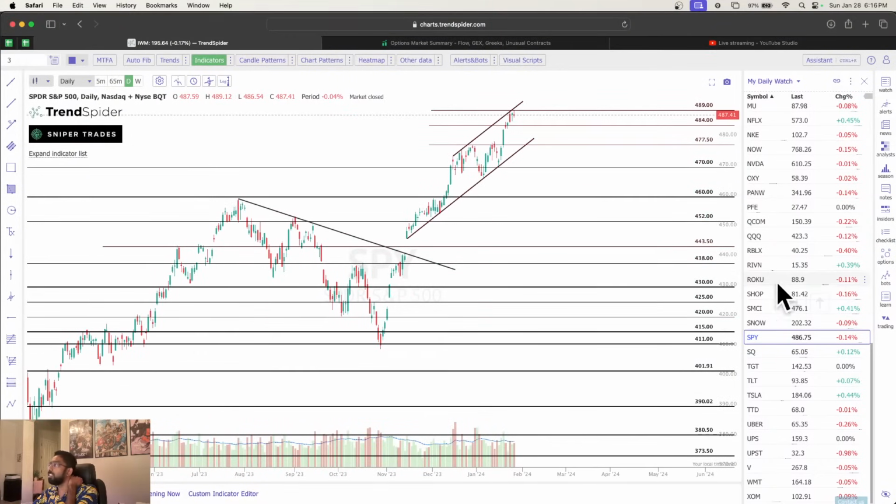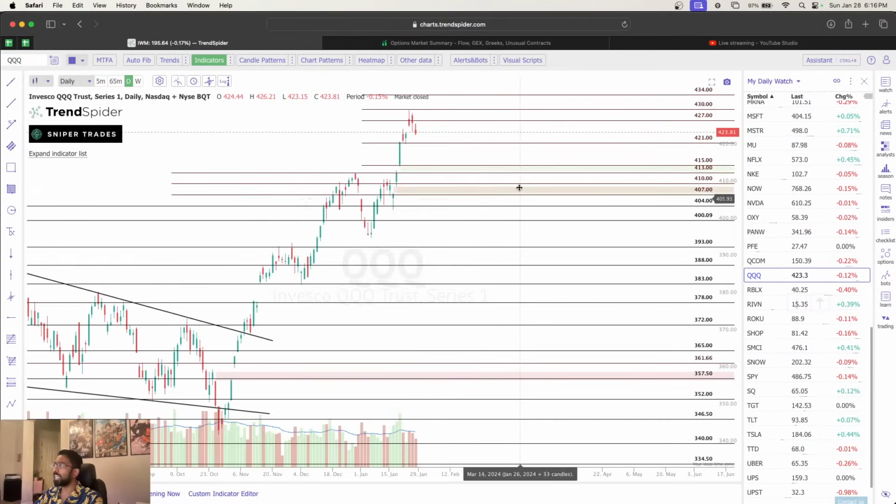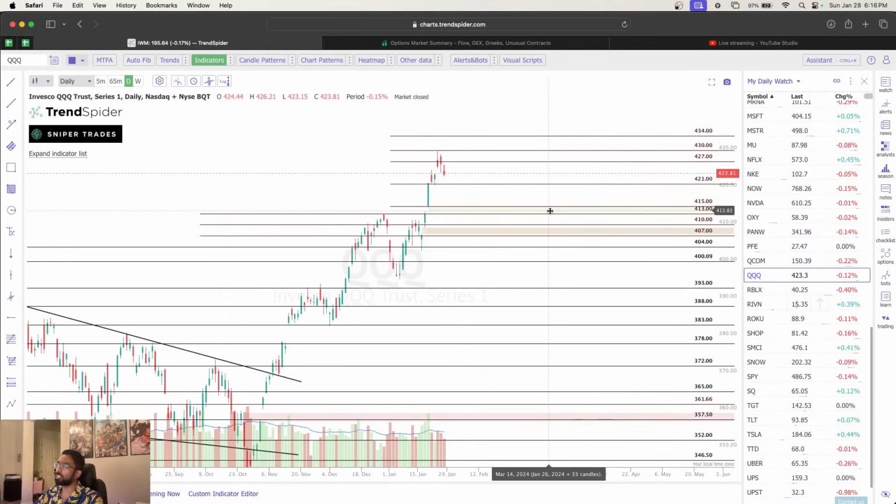Next one is QQQ. Where's QQQ? Anyway, I'll just type it out. QQQ. On the daily time frame, I had 432, 434. That's the cap out level on QQQ, is what I thought. But then we did see a little bit of a gap down, which is still open. It's a very small gap down that's open.